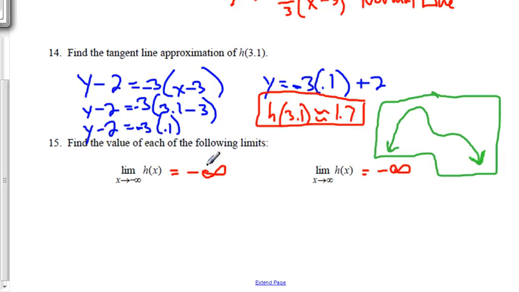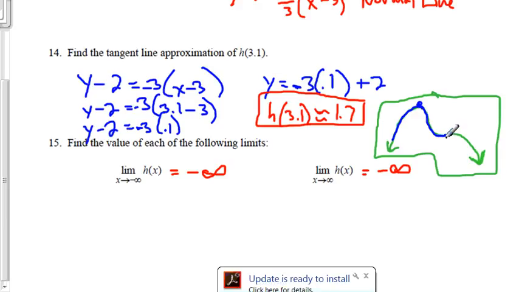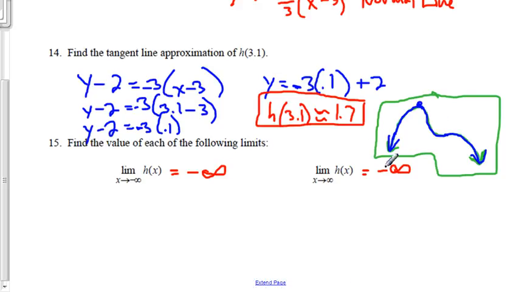So now on number 15, find the value of each of the following limits. You quickly look at it and wonder, how do I know what's going on there? Well, here's what my graph is: it was increasing, and then it got to a point where there was a maximum, and then it was decreasing. It flattened out, didn't go back up, but then it kept decreasing. So now if I look at my end behavior, as I approach negative infinity, the limit is going to approach negative infinity, and as I approach positive infinity, the limit is going to approach negative infinity. I'm getting this from the data table and from my sign change chart. I'm able to see what the tails are doing.